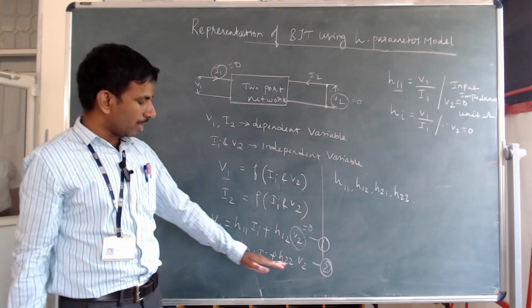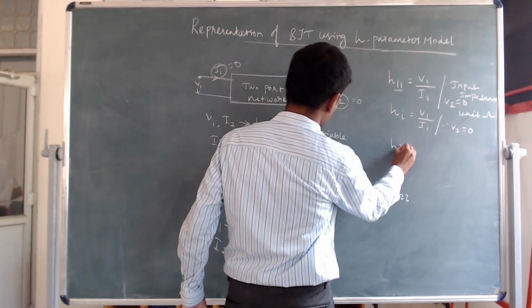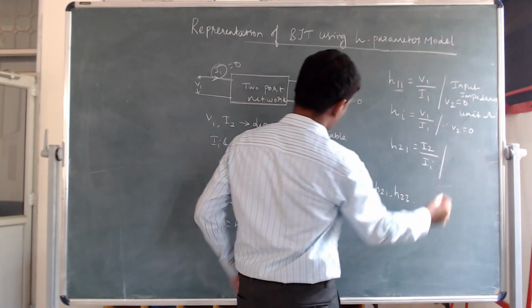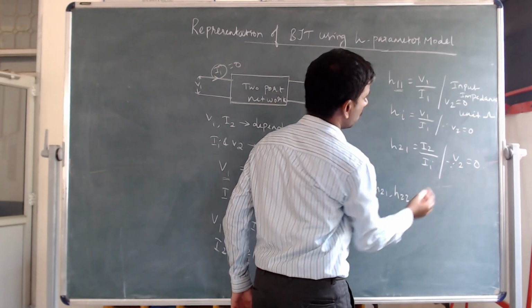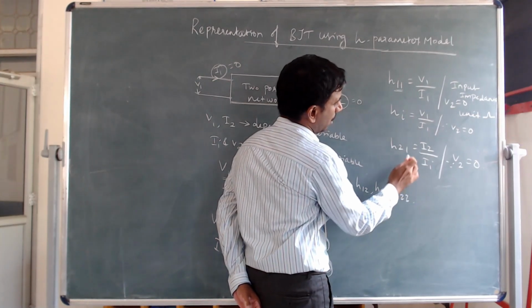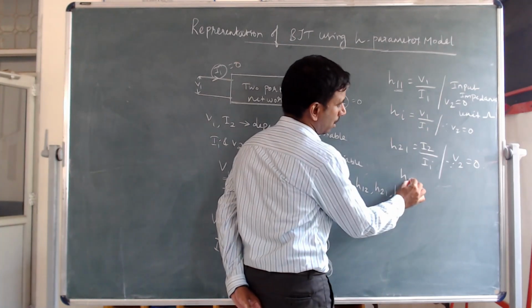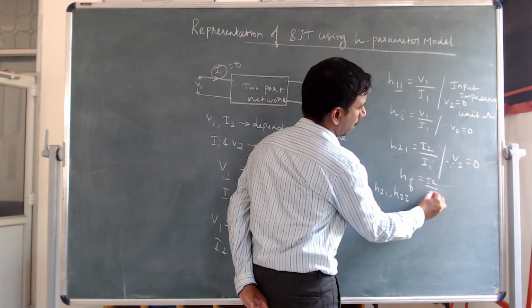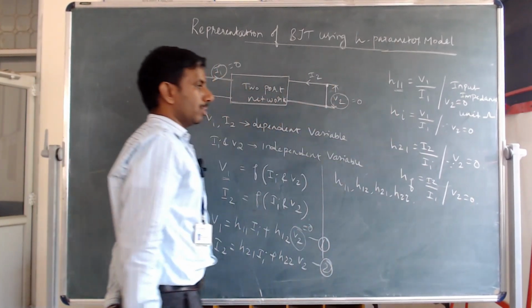Now we have to substitute the same in the second equation. We will be getting H21. So H21 is going to be I2 by I1. Here also we have to consider the output voltage V2 equal to 0. So here it is the ratio of output current to the input current, which is nothing but current gain. We call it the forward current gain, which can be denoted as HF. That is going to be I2 by I1, where the V2 value is 0.